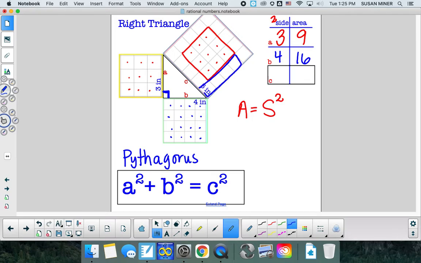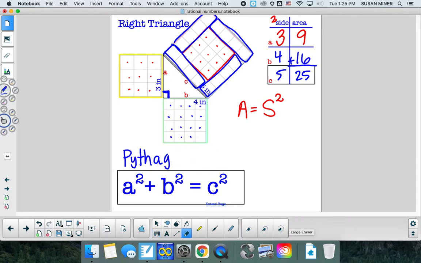1, 2, 3, 4, 5, 6, 7, 8, 9, 10, 11, 12, 13, 14, 15, 16. He noticed that the areas of the two little squares added up to the area of the big square. So 9 plus 16 gives me 25. The areas of the little squares added up to the area of the big square. And what he came up with was what we call the Pythagorean theorem.